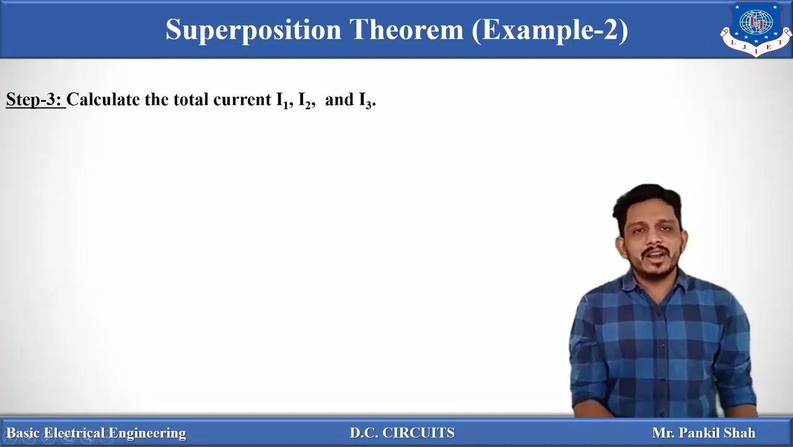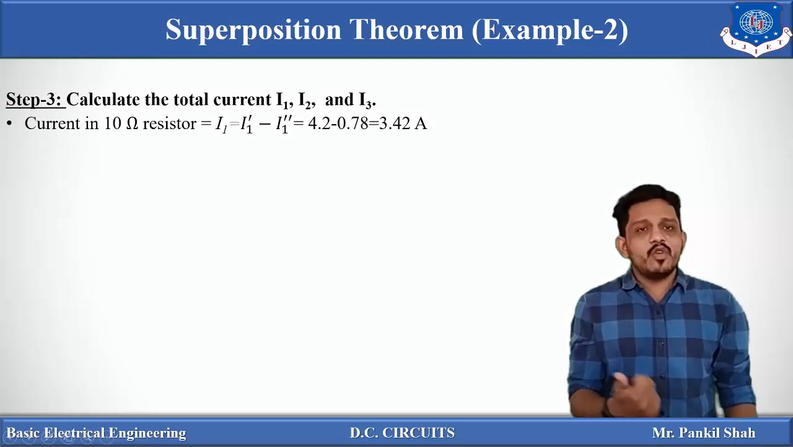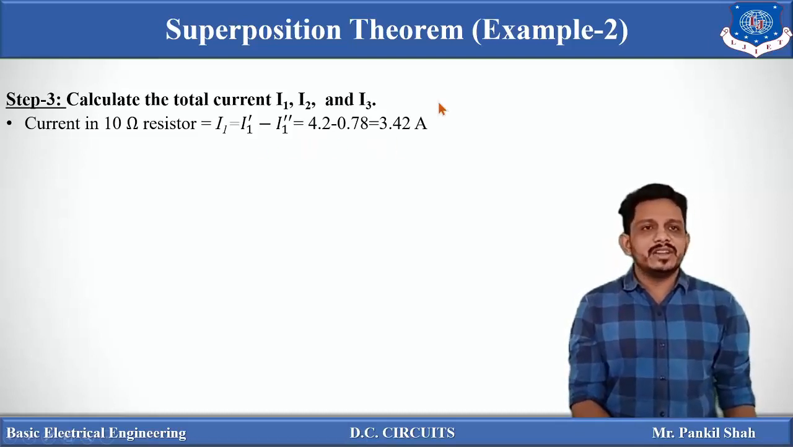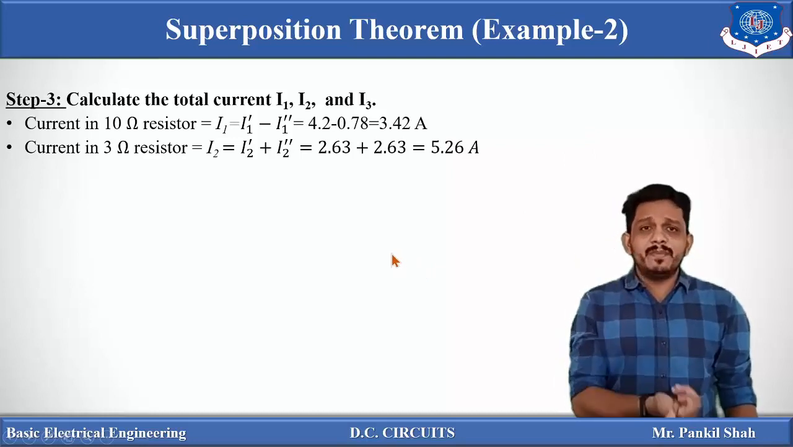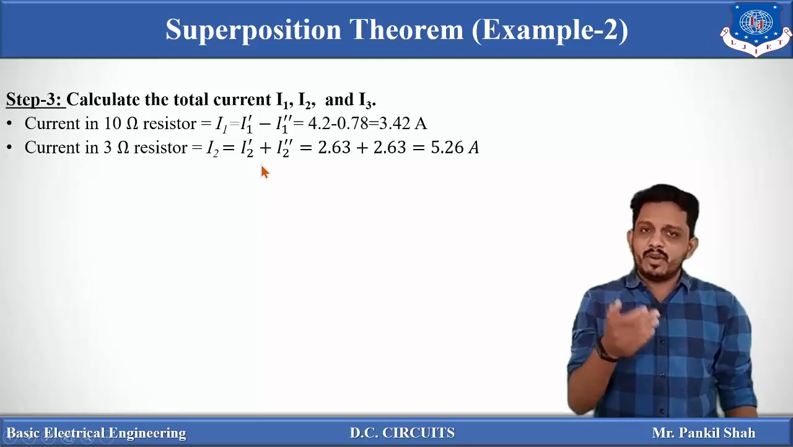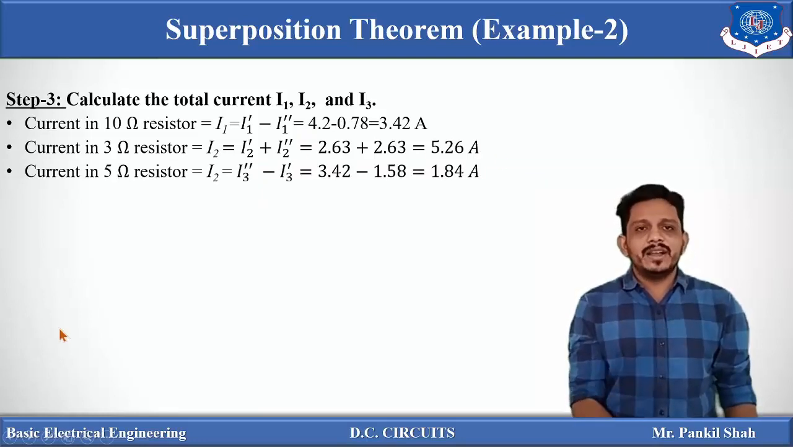So now let's calculate the total currents I1, I2 and I3. The current in the 10 ohm resistance will be subtracted. The subtraction will be from the larger value to the smaller value. So I1 dash minus I1 double dash, it will be 3.40. In the second branch, it is added, because the current is flowing from A to B in both cases, so it is added like this, 5.26. And in the third branch, the current should be subtracted, so it will be 3.42 minus 1.58.